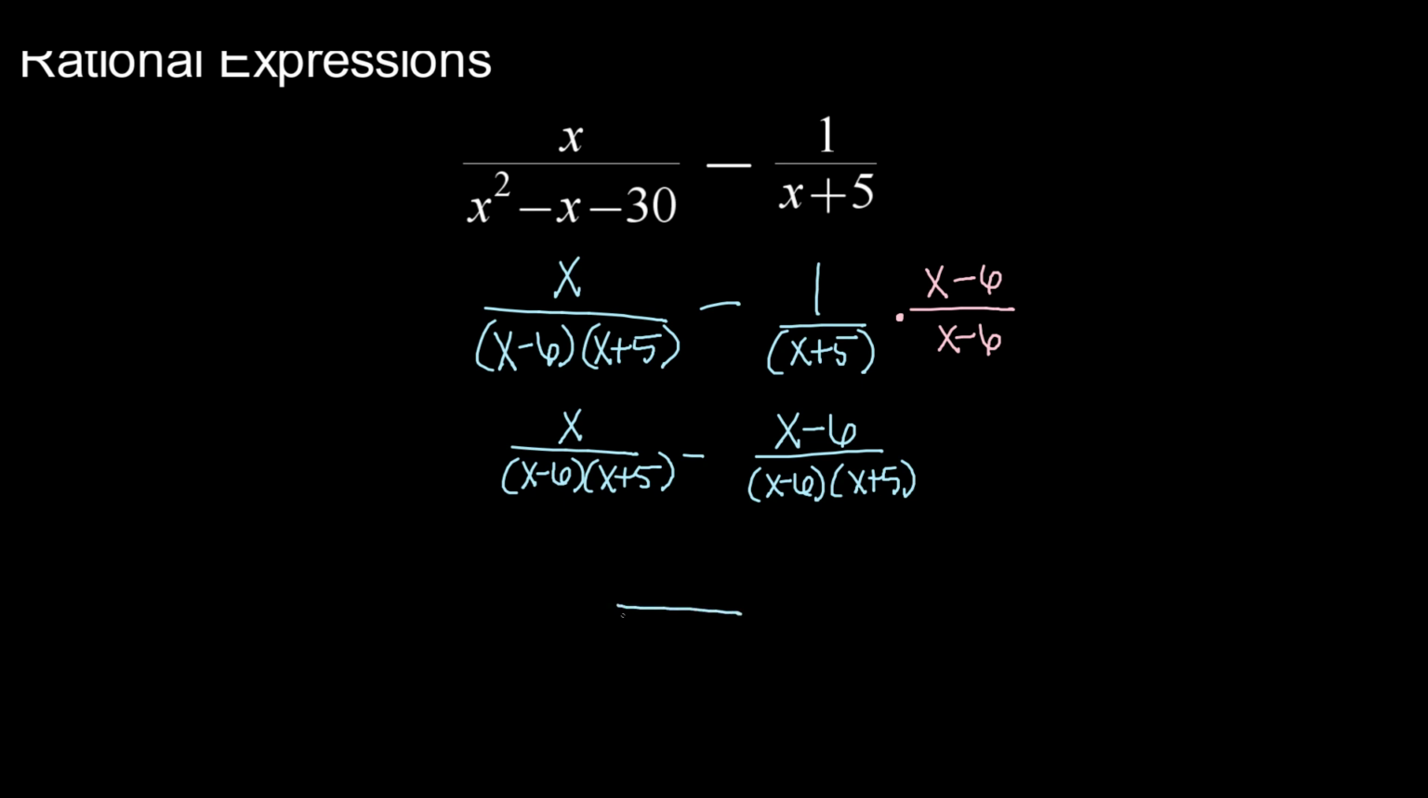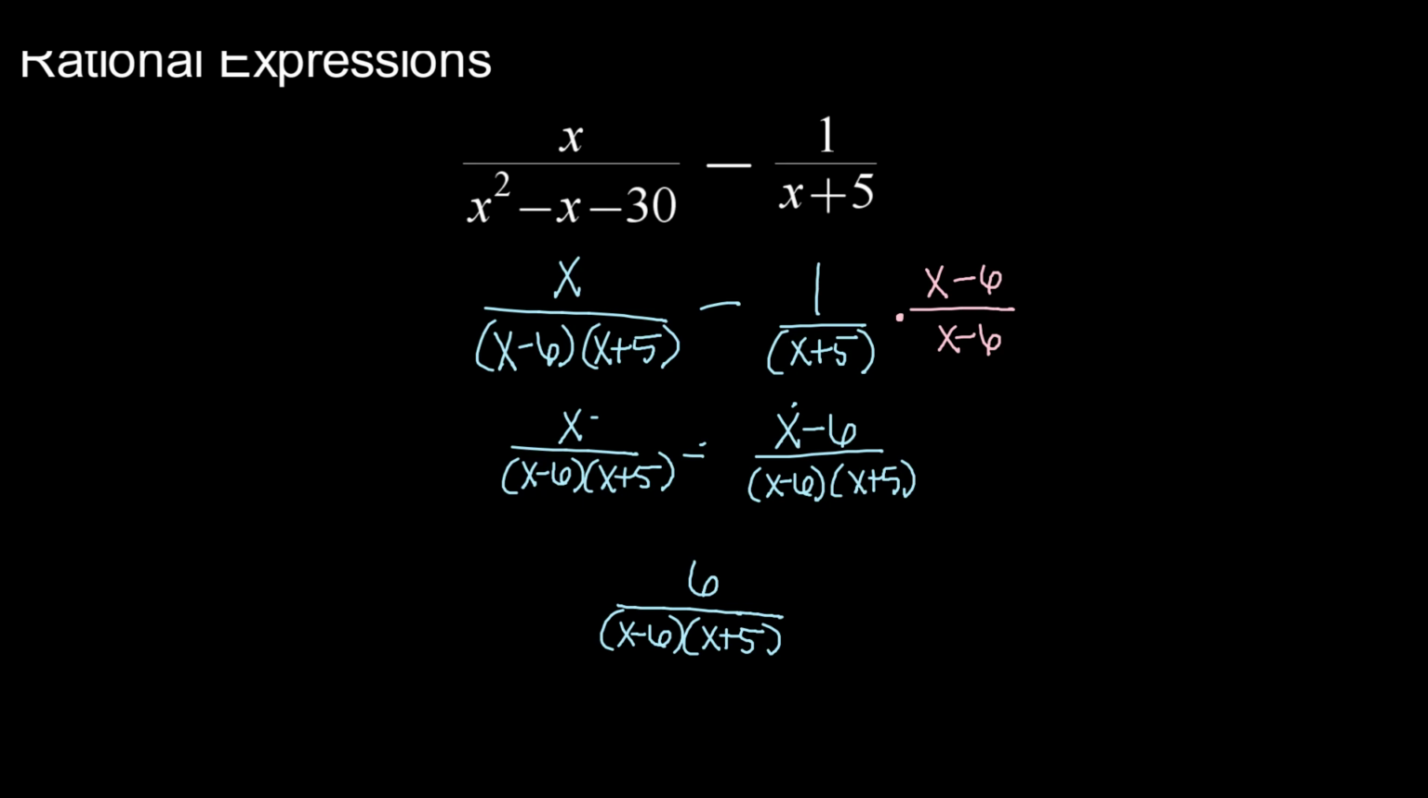Okay, now my fractions share a common denominator, so I'll go ahead and copy it down to keep it. And now I'm going to combine my numerators using subtraction. So I'm going to have x minus x, which just makes 0. And then, so we can think 0 minus negative 6, that's going to make a positive 6. So I have positive 6 over x minus 6 times x plus 5.